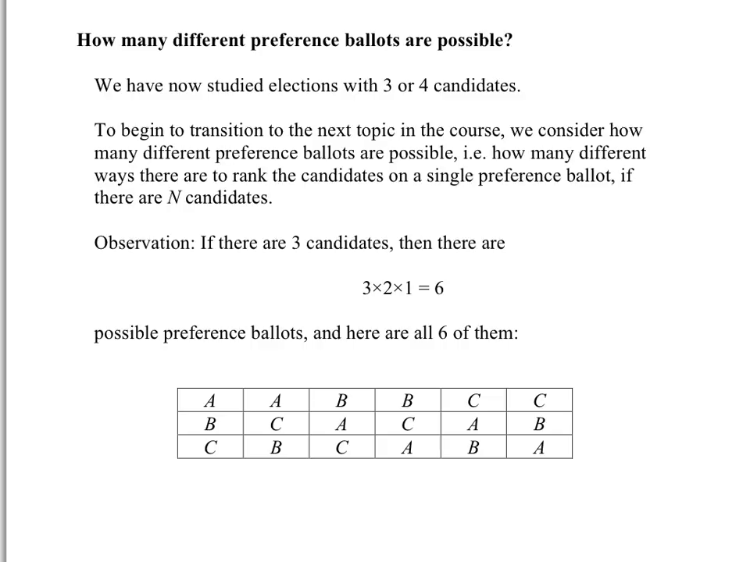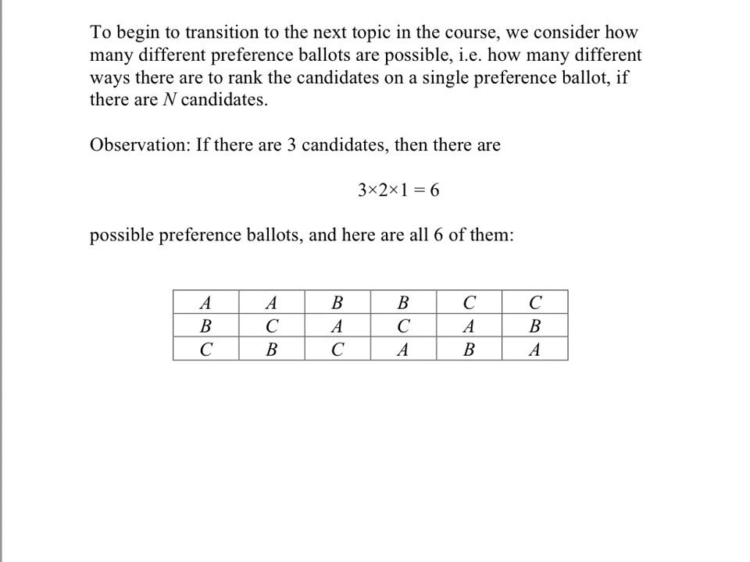In other words, how many different ways are there to rank the candidates on a single preference ballot if there are n candidates? Don't be intimidated by that letter n. It just means however many candidates there are, we can call it by the letter n. So we can make the observation that if there are 3 candidates, then there are 6 possible preference ballots. If the candidates are called A, B, and C, then we can list all of them, and it doesn't take too long to list all the different ways of ranking the candidates. There are 6 of them, and for reasons that'll become clear in a little bit, we're going to write that 6 as 3 times 2 times 1.